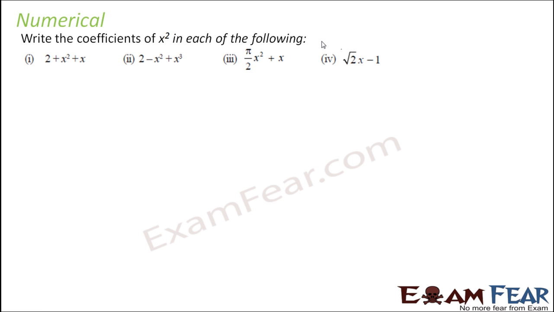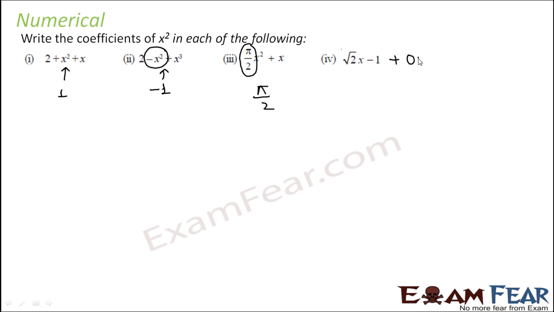Now we'll write the coefficient of x square in each of the following. So coefficient of x square, if you see in the first, this is the x square term and this is multiplied with 1. So the coefficient will be 1. This is also x square and this is multiplied with minus 1. So the coefficient will be minus 1 for x square. This is the x square term and this is multiplied with pi by 2. So the coefficient will be pi by 2.